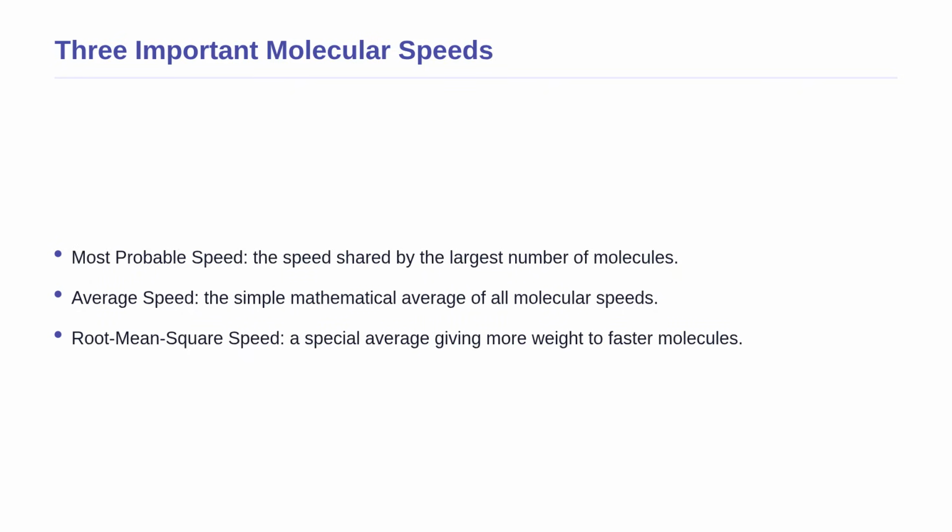The second is the average speed, which is simply all the speeds added together and divided by the number of molecules. Finally, we have the root mean square speed, which we used in our kinetic gas equation. This is a special average that gives more weight to the faster molecules, and it is directly tied to the kinetic energy of the gas.